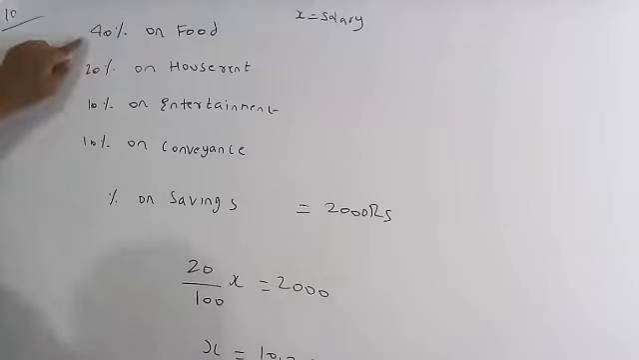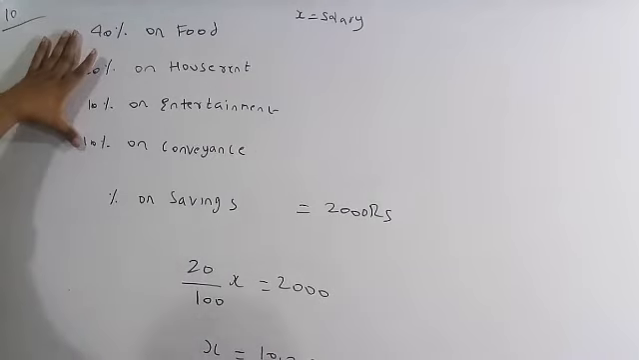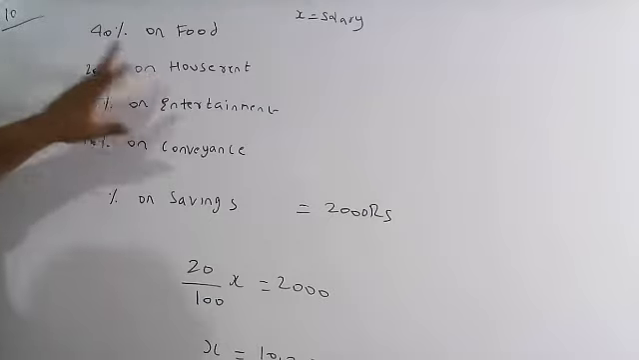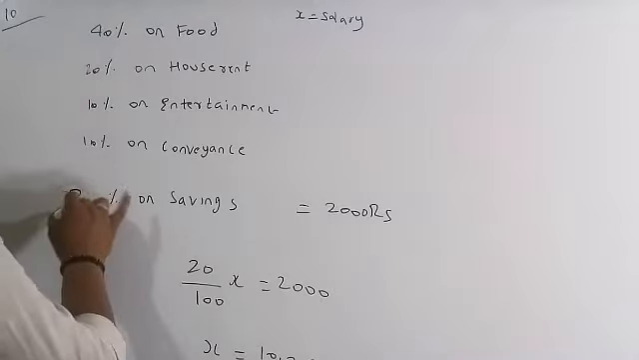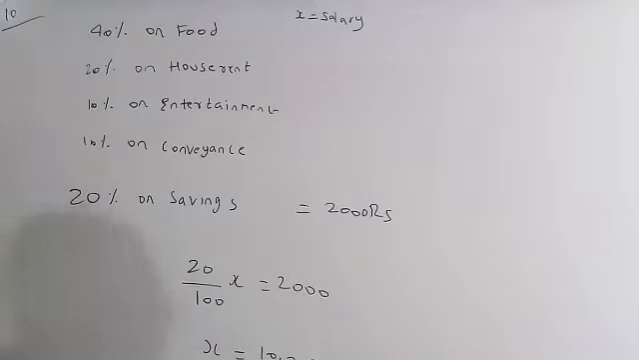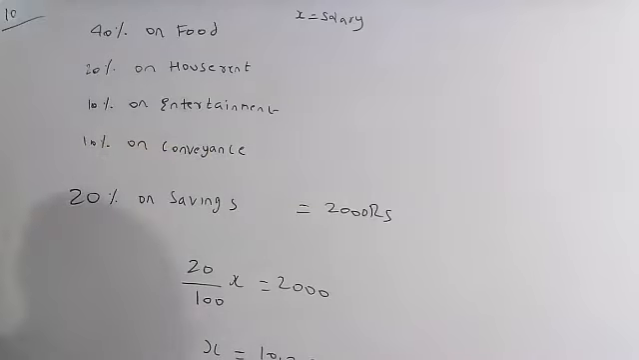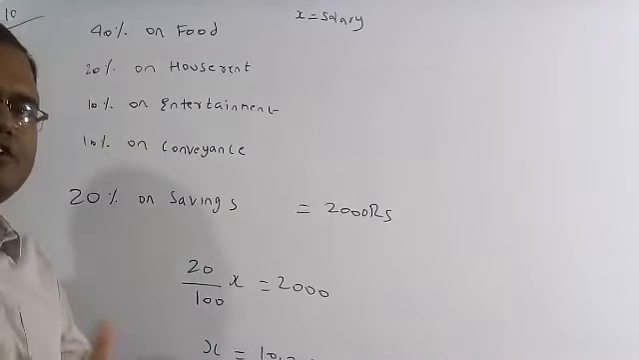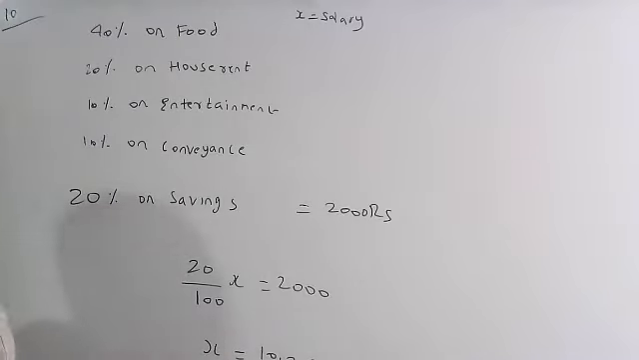Here this is 40, this is 20, 40 plus 20 is 60, and 70, 80, totally this is 80%. Out of 100%, 80% is spent on all these activities and the remaining 20% he is going to save. So 20% of his total salary is going to the savings.